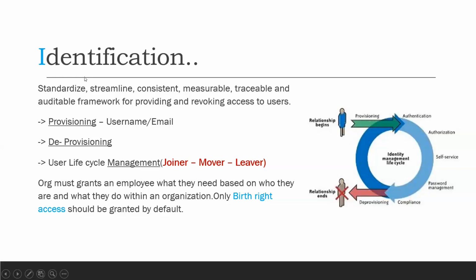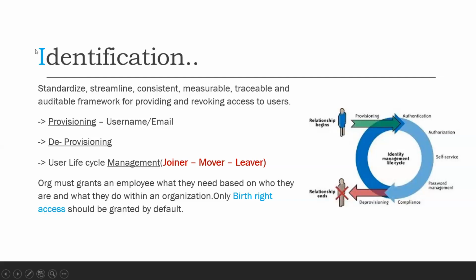Identification of users is only possible when proper user accounts are created in the systems. When the user moves, their roles and responsibilities change, and when they leave, their account gets deactivated. So when you want access to an application, your account gets created, your digital identity gets created in that system. That's called provisioning: username or email creation, used to identify you when you log in later.